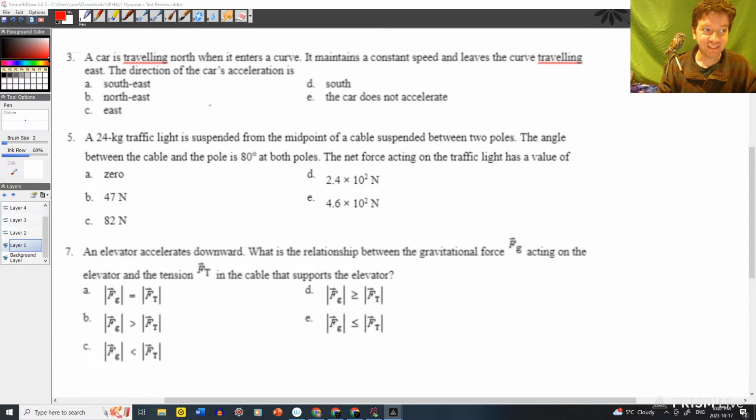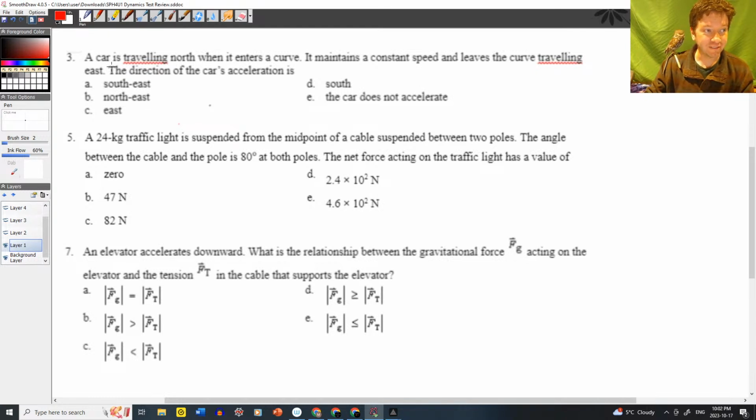So in this live session, I'm going to be going over the unit on dynamics in the grade 12 physics course, as my class has a test on that tomorrow. So I'm going to go over some multiple choice questions and then we'll go over some sample problems. So let's start with the first one.